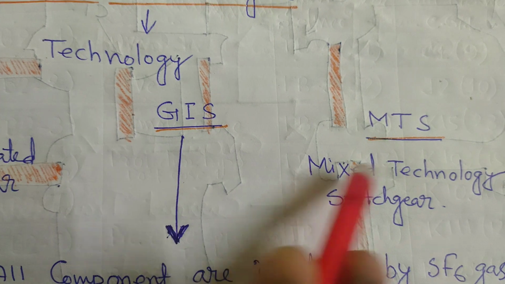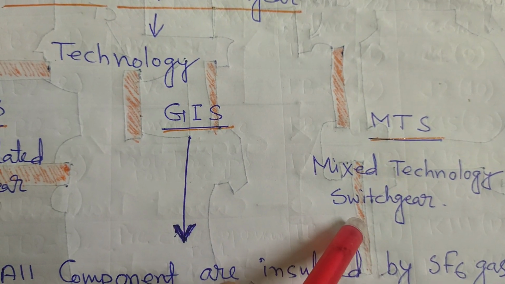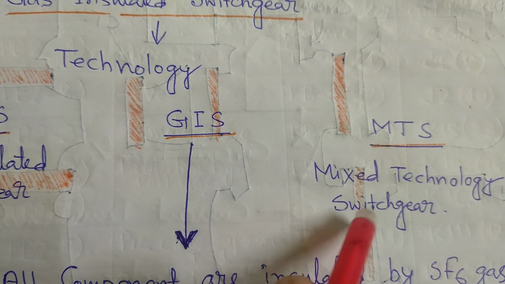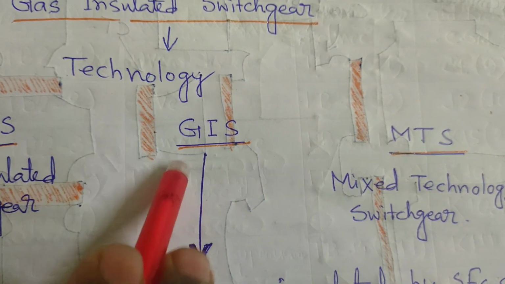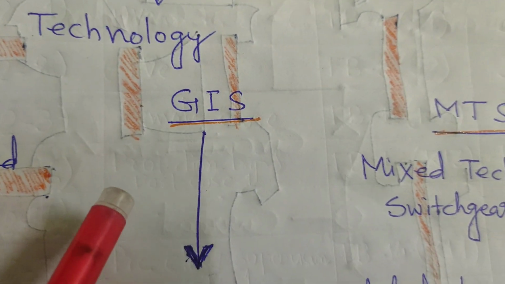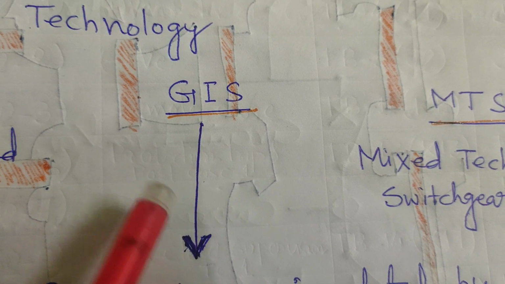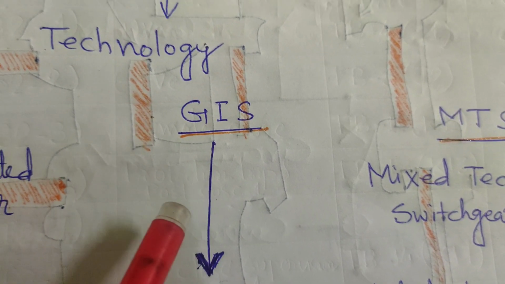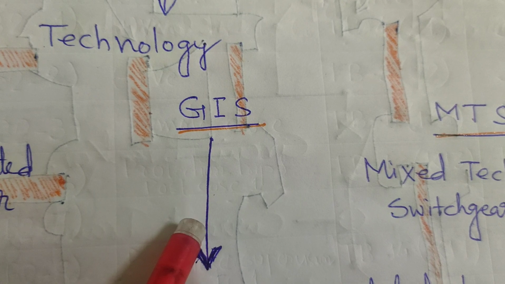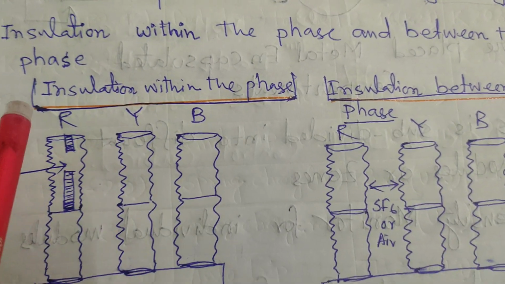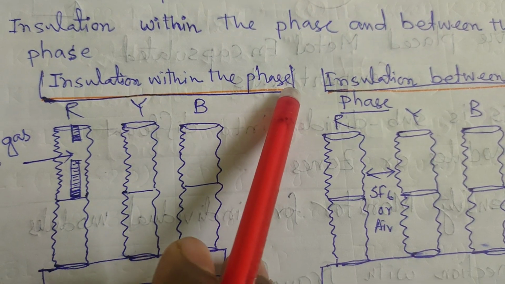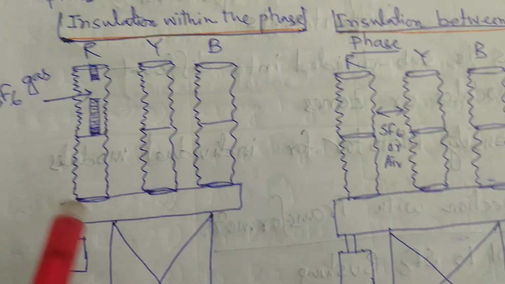What is MTS? Mixed technology switchgear. Generally, mixed technology switchgears are not being used in India. Now, the most important substation switchgear is GIS, gas insulated switchgear substations. So, what is the basic difference between insulation within the phase and insulation between the phases?